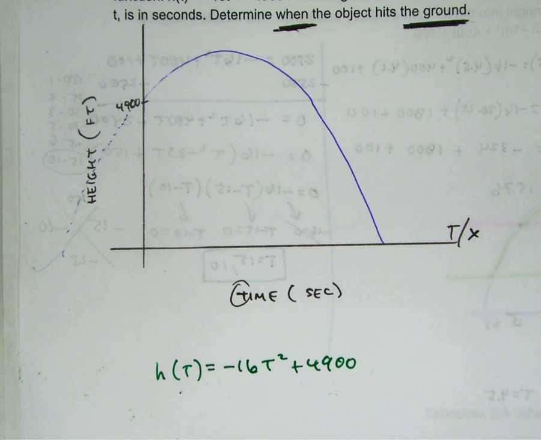Talk to your partner about 20 seconds. What does the word when mean? Hint, hint, variable. And what does it mean when it hits the ground? Variable and a number. Hint, hint. Go.